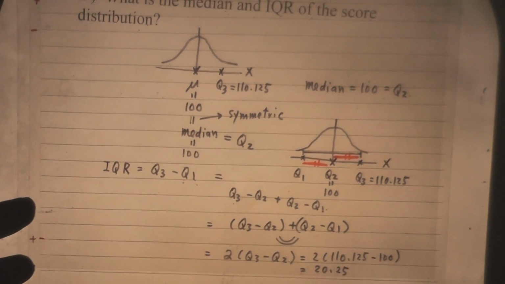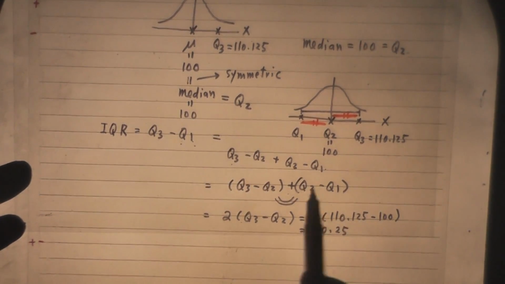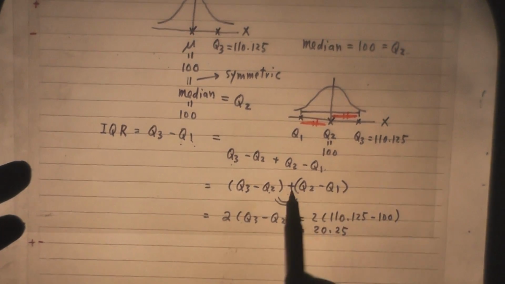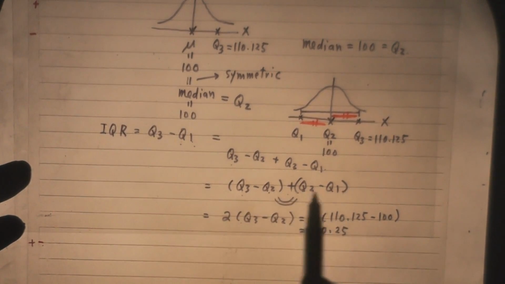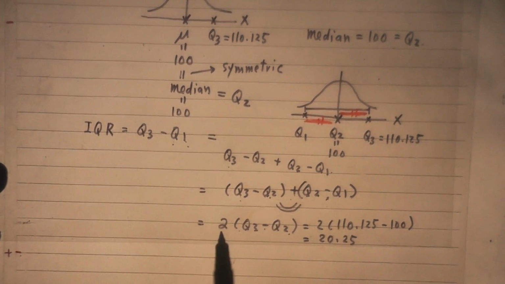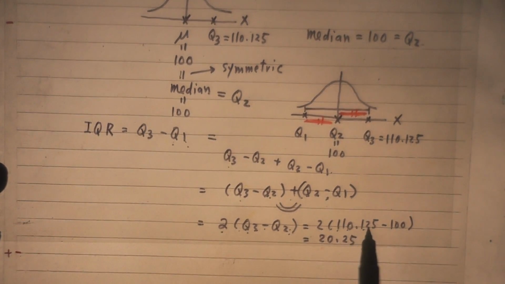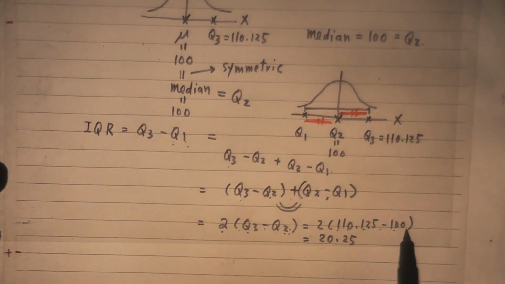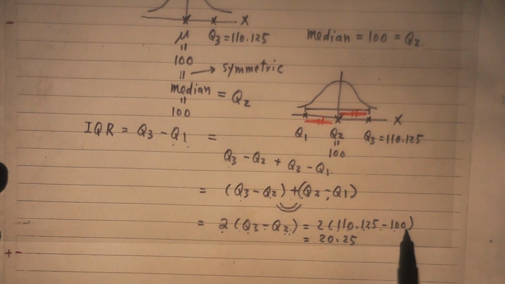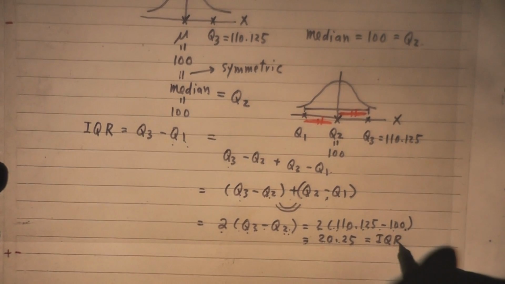We can use the symmetric property. So I don't need Q3 minus Q2 plus Q2 minus Q1. Since these two segments are of the same length, I just find Q3 minus Q2 and double the length of the segment. Q3 we know is 110.125 and Q2 is 100, which is the mean and equal to the median. This is something we found already. So if you take 2 times the difference of the two numbers, it should be 20.25. And this is the IQR.